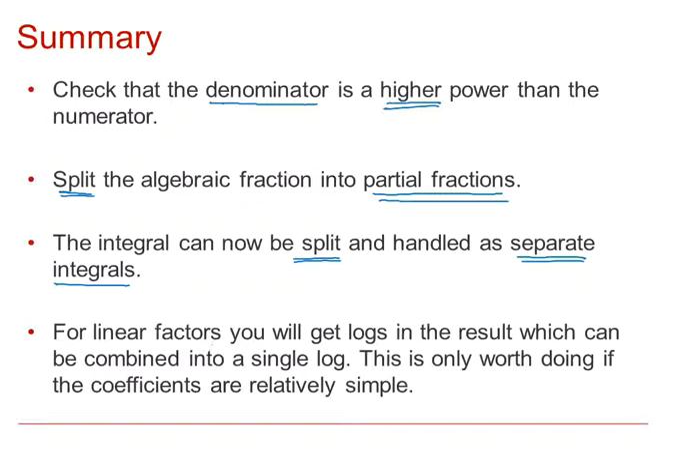For linear factors, if there's a linear factor in your denominator, then you will be looking at logarithmic results, which can then be combined into a single logarithm if required or preferred. It's only really worth doing this if the coefficients are relatively simple. So as in the previous example, the coefficients were integer values of 4 and 9, which made the log laws relatively straightforward to apply.